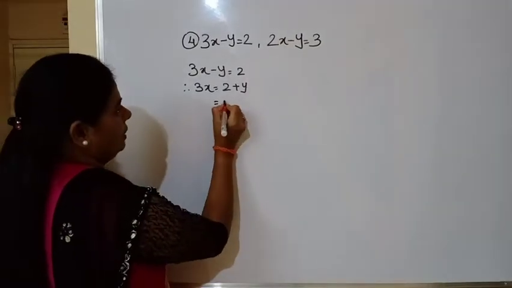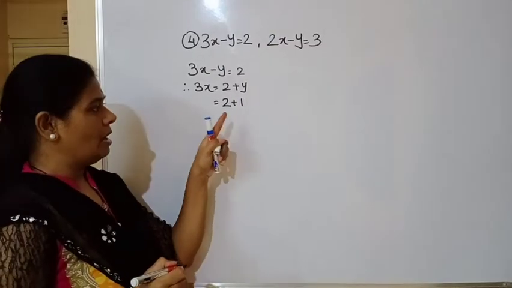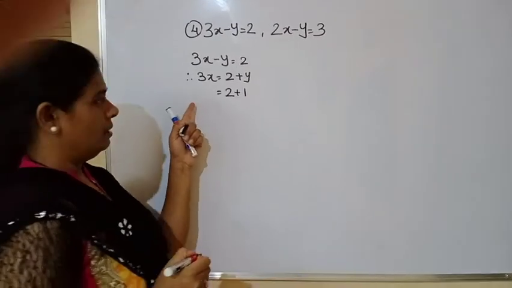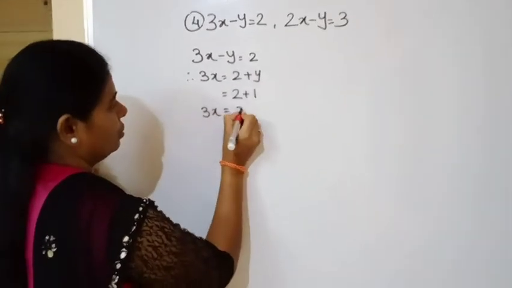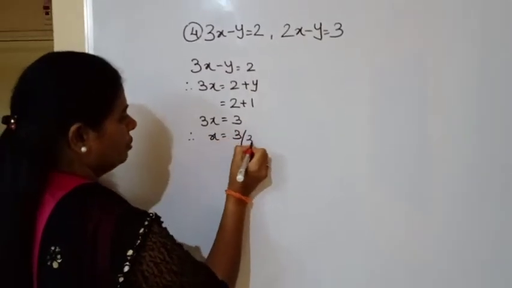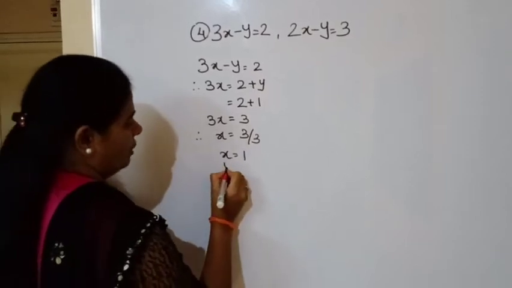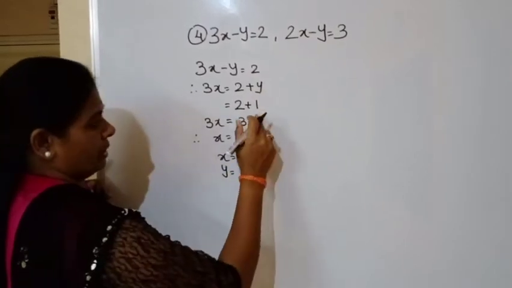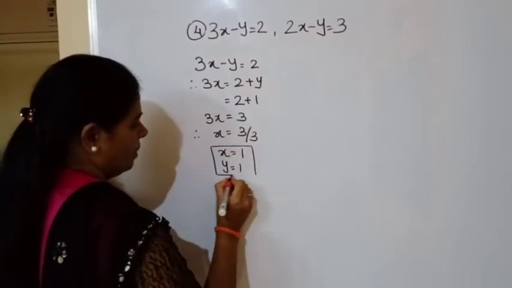Okay. So we will take 2 plus 1. That 2 plus 1 is 3, and this 3 will be divided by the 3 in 3x. So 3x equal to 3. Therefore x equal to 3 upon 3. So the value of x will be 1. And the value of y which we have substituted is also 1. So x is 1 and y is 1.